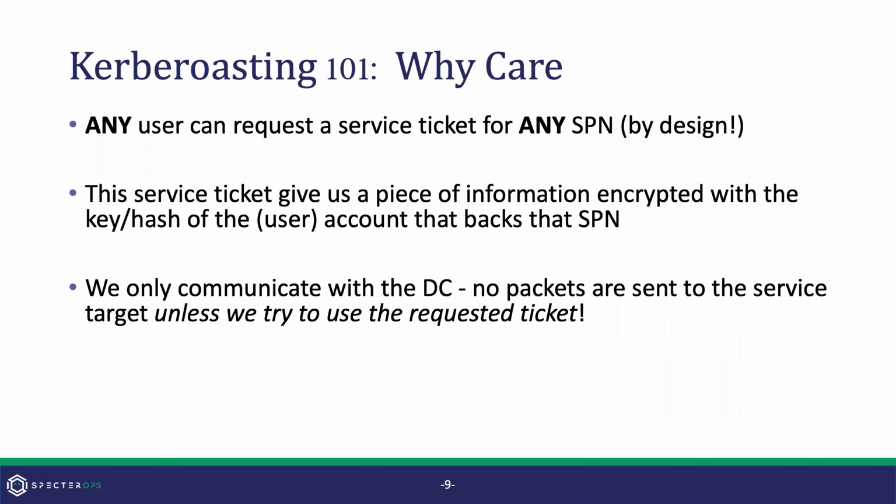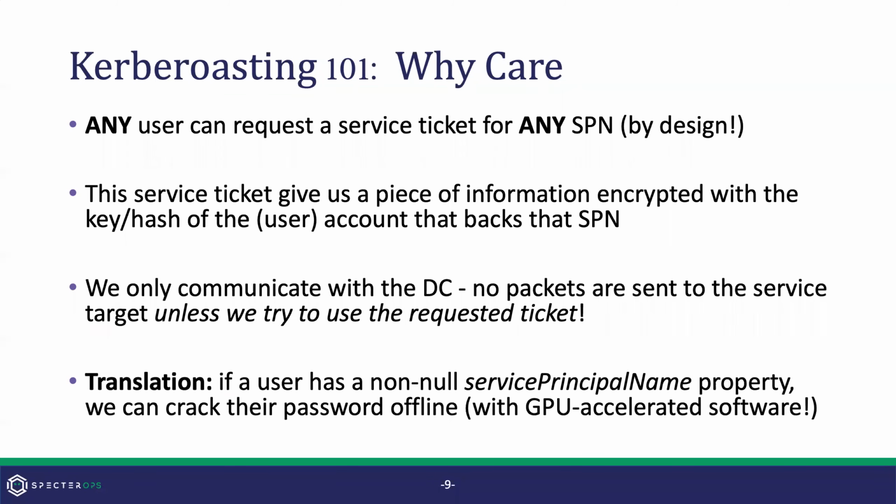Also, we're only communicating with the domain controller. We're not sending any packets to that target service, computer, user, or anything else, unless we try to actually use the requested ticket. So if we're just trying to get all these bits of encrypted structures offline to our system to brute force and crack, we're not sending packets anywhere except the domain controller itself. So the TLDR Kerberoasting 101 translation is: if a user has a non-null service principal name property, you can request a service ticket and crack their password offline using GPU-accelerated software like Hashcat.